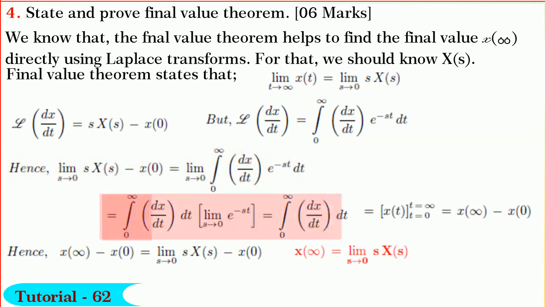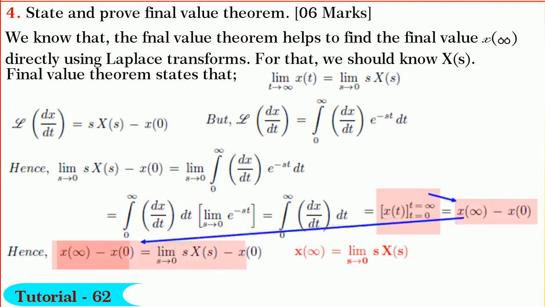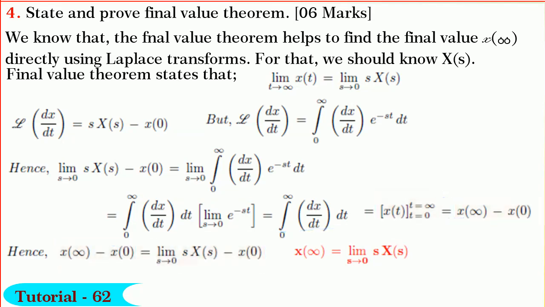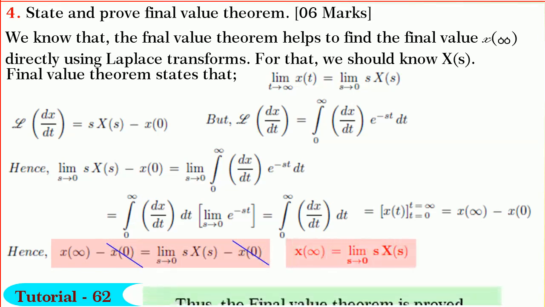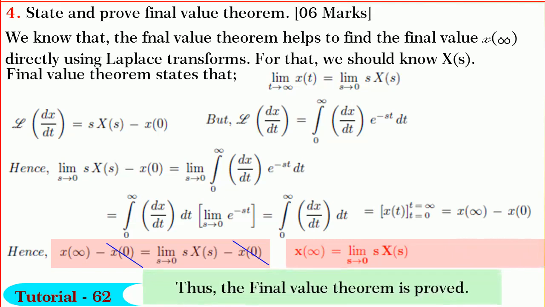The integral of (dx/dt) dt is independent of s. Hence, by solving it, we get x(t) with limits from 0 to infinity, and we can write this as x(∞) − x(0) = limit of sX(s) − x(0) as s tends to 0. By cancelling −x(0) on both sides, we get x(∞) = limit of sX(s) as s tends to 0.